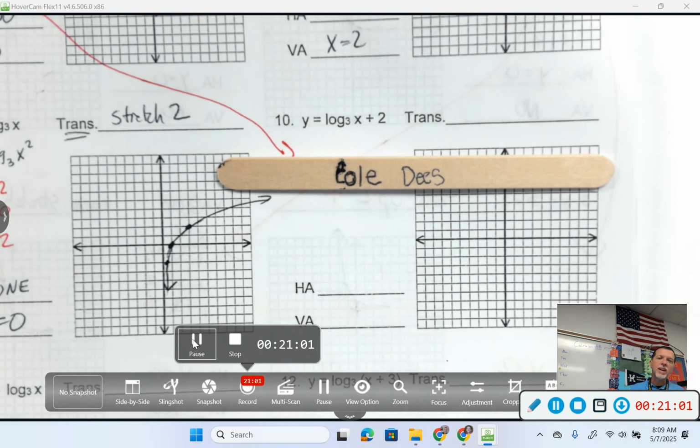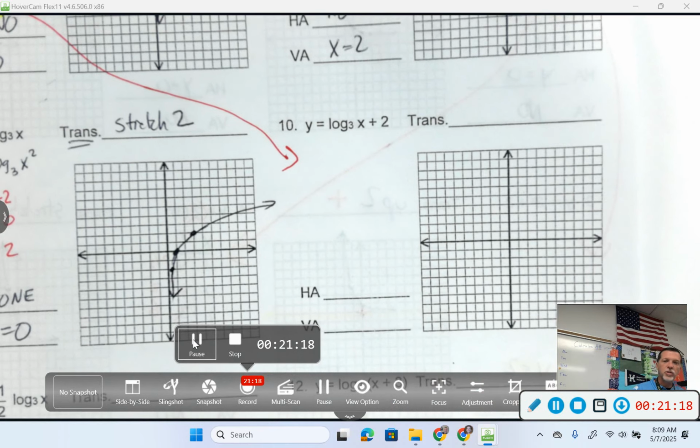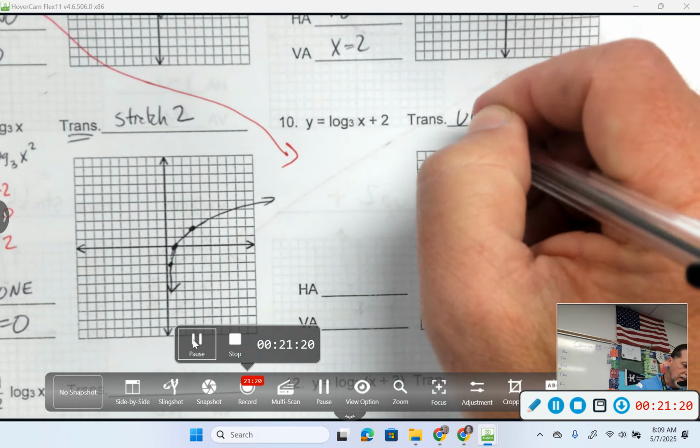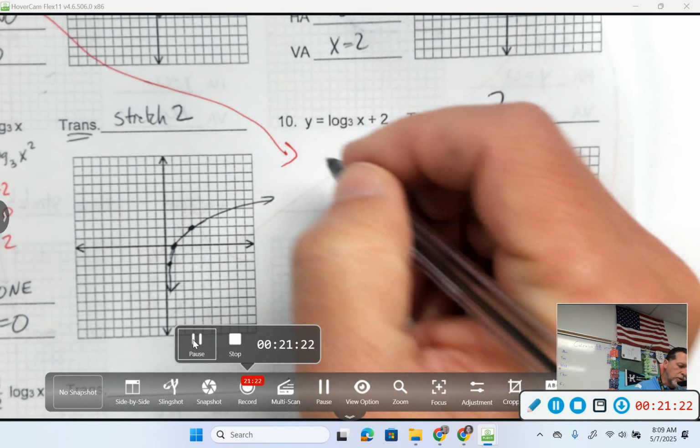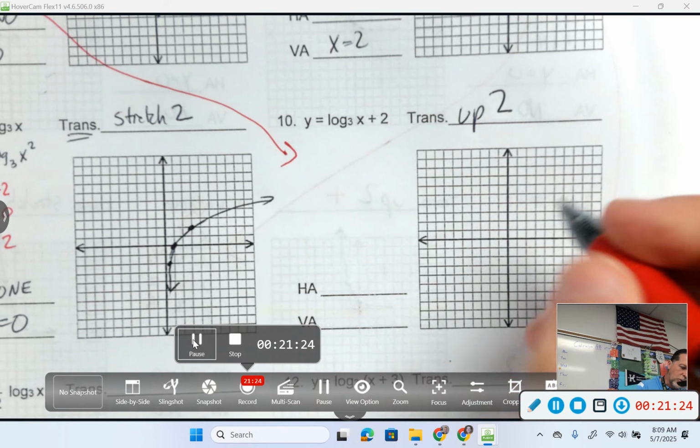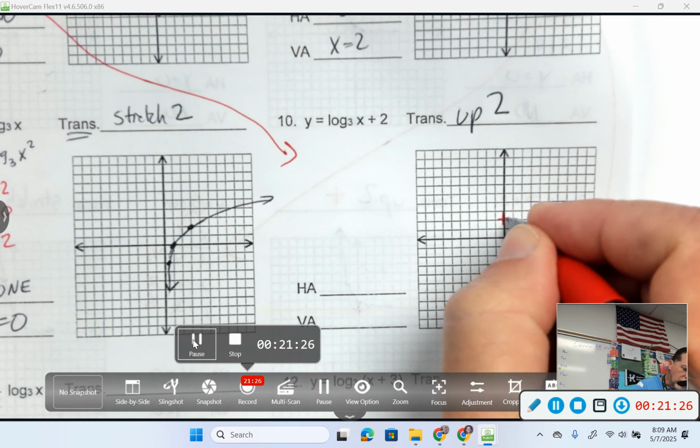Looking at number 10, this is kind of tricky. That plus 2, is that an up 2 or is that a left 2 situation? Up 2. Cole, why is it up 2? Why did you say up 2 rather than left 2? Perfect. It's not in parentheses. Like as opposed to number 12, which is in parentheses. So that's an up 2 situation or transformation.